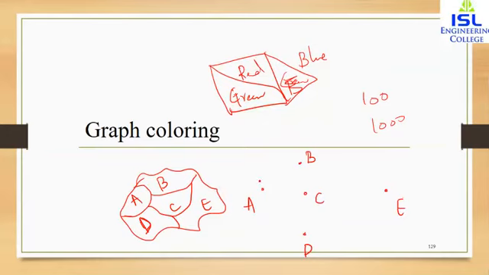So edges connect two vertices if the regions represented share a common border. A is represented by this vertex A, and it has a common border with B, C and D. So A will be connected to B, C, and D. Now what about B? It has a common border with A, C and E. It is connected to A already, I'll connect it to C, and it is also connected to E.